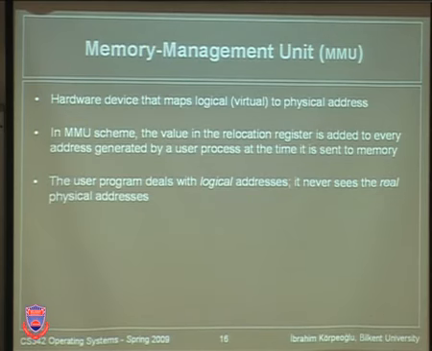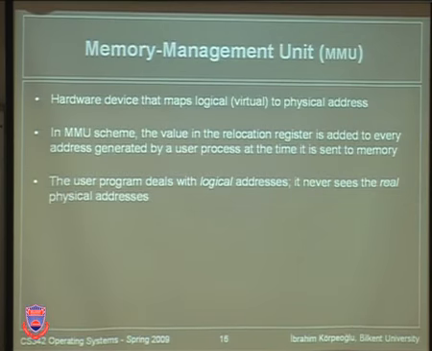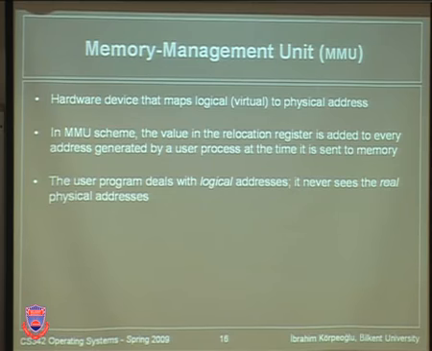The device that makes this translation from logical address to physical address is called the memory management unit, okay? It's a hardware device that maps logical addresses to physical addresses. Those logical addresses are also sometimes called virtual addresses. In the memory management unit, the value in the base register, which is also called the relocation register, is added to every logical address that is to be used by the CPU. The user program in this way deals only with logical addresses. It never sees the real physical addresses, okay?